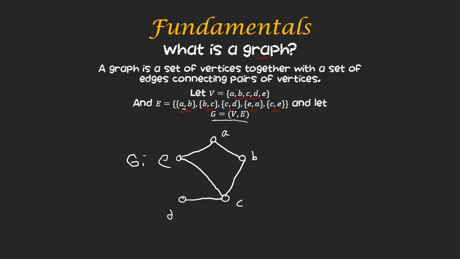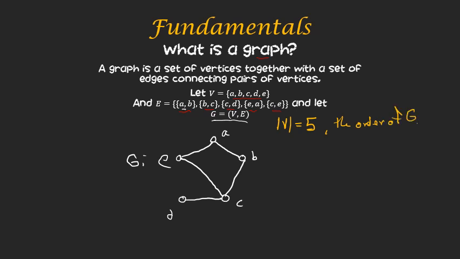Okay, so this is what a graph is. Let's start getting into some terms. The order of a graph is the cardinality of its vertex set. So the cardinality of V is 5; there are 5 vertices here. This is the order of the graph.